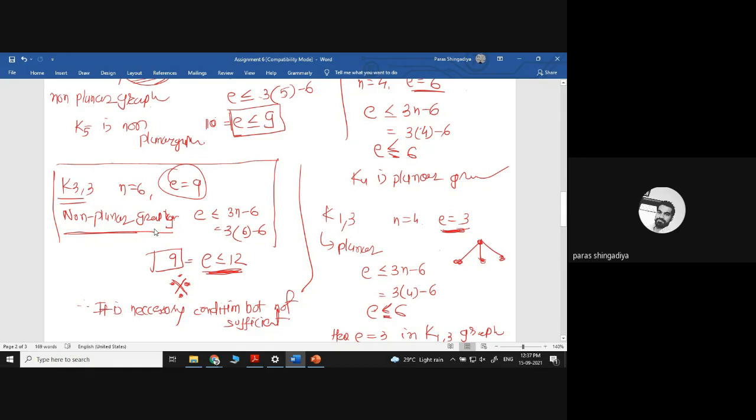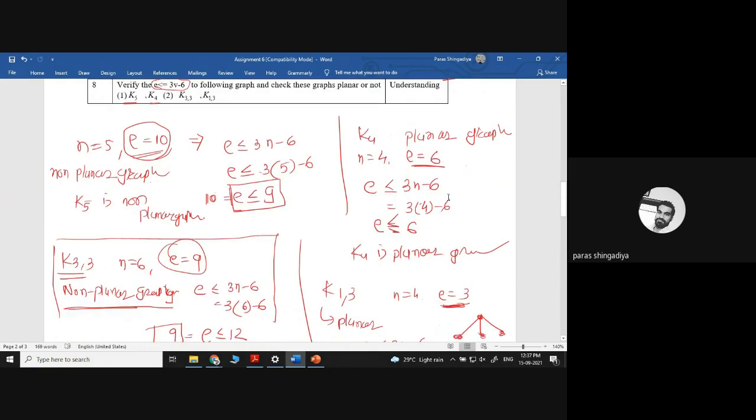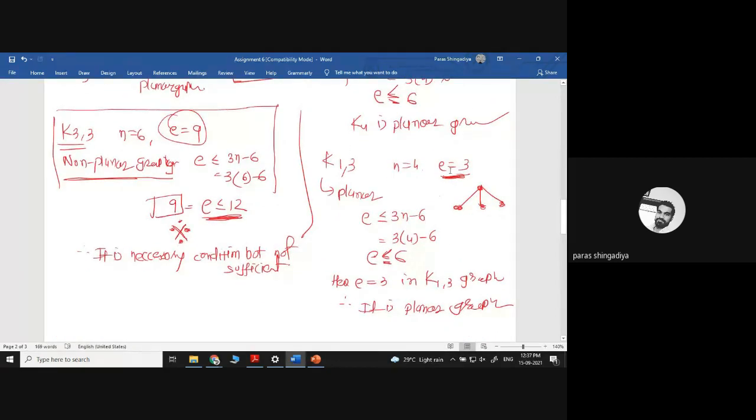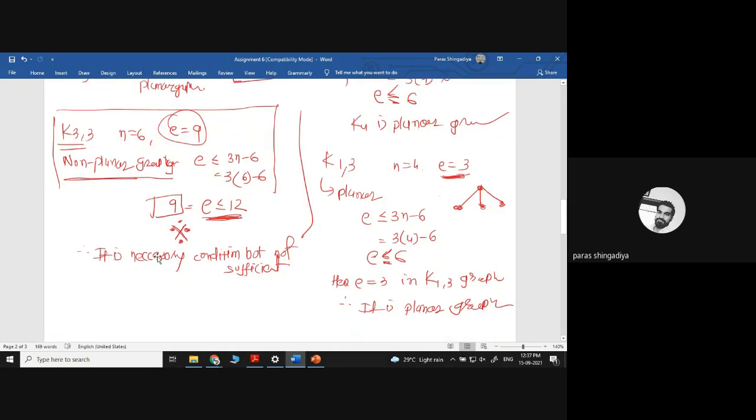Okay, here in all the first three graphs: in this K5 the condition is checked. Up to 9 edges should be there and here there are 10 edges, so it is non-planar. Here it is up to 6 edges and here 6 edges are there, so it is planar. Here also, up to 6 edges should be there and here it is only 3, so it is planar. And here up to 12 edges should be there and here it is only 9, which is less than 12. Still the graph is non-planar as per the verification. So therefore it is a contradiction, and we can write one reason here: this condition is necessary only. It is not a sufficient condition for all such graphs.